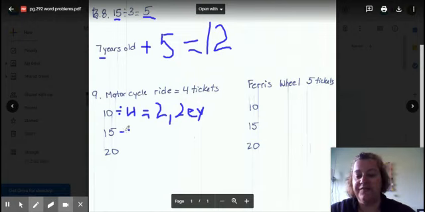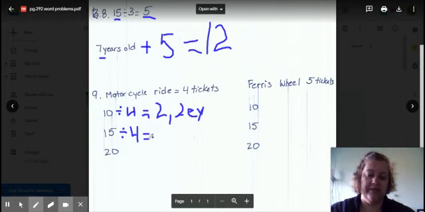So what about 15? Can you break down 15 equally into 4 groups? Anybody know? You can't. You can break it down into 3 groups, which would give you 5. But you would have 1 left over. Again, not the best deal.